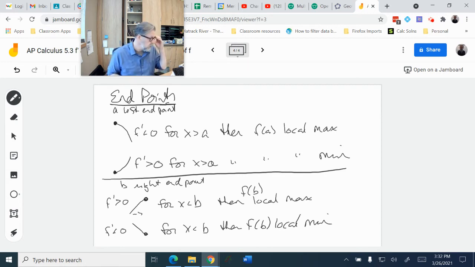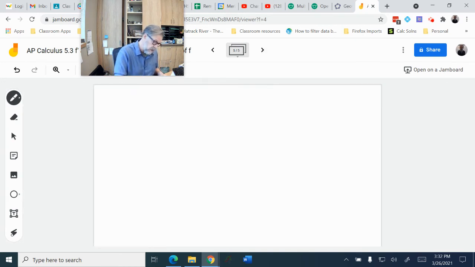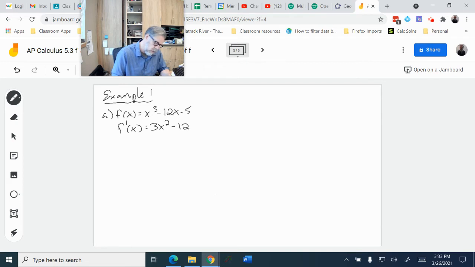All right. So let's take a quick look at an example. This will be example 1. And we've got a function, f of x equals x cubed minus 12x minus 5. The first derivative of x equals 3x squared minus 12.